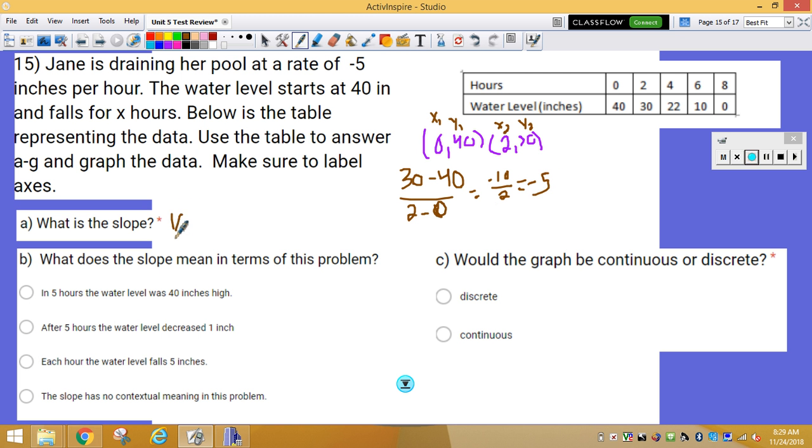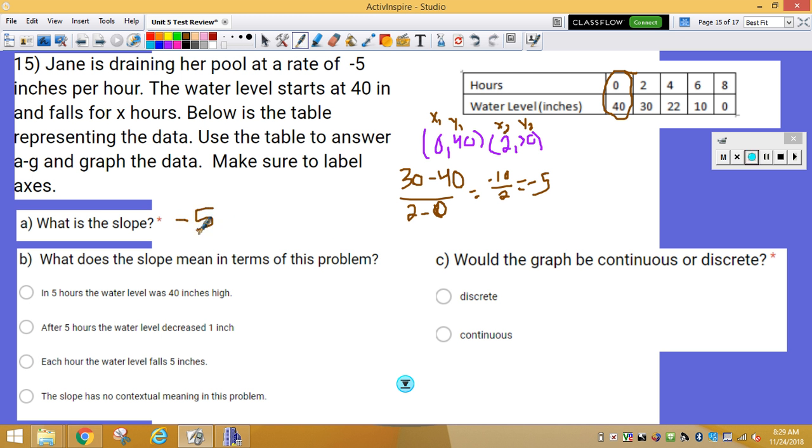So when I'm writing my equation, it's going to be y equals negative 5x. Remember, your y-intercept is where x is 0. So right here is my y-intercept, and it is at a positive 40. Oh, wait, I didn't want the equation. All I wanted was the slope. I went too far. So my slope is negative 5.